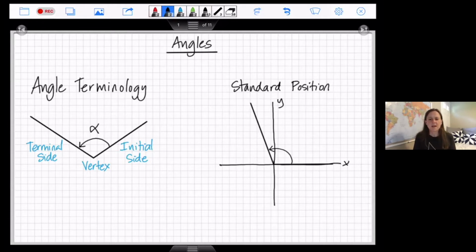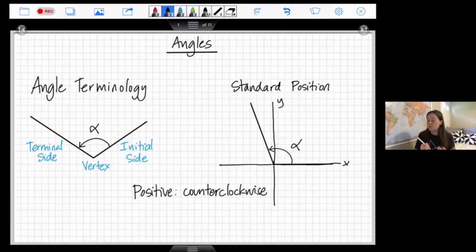All right. And this angle here, alpha, let's give it its name. Alpha is a positive angle. We call alpha a positive angle because it rotates counterclockwise. And then if we give this a measurement, like this looks like it's a little more than 90 degrees, let's say 110 degrees, we would give that a positive 110 degree measurement. So negative angles go clockwise.